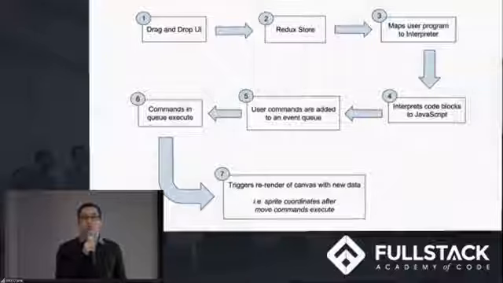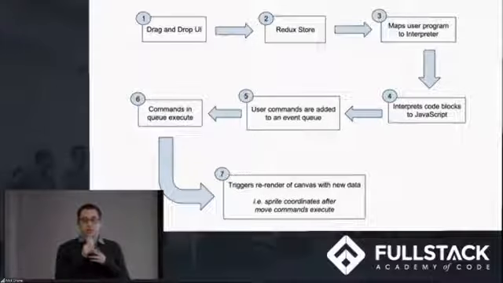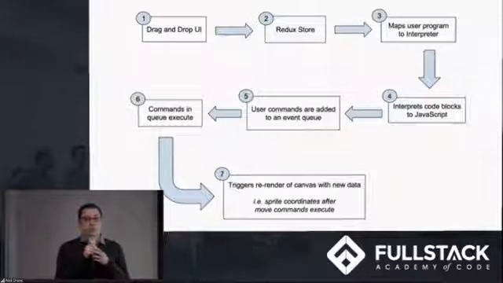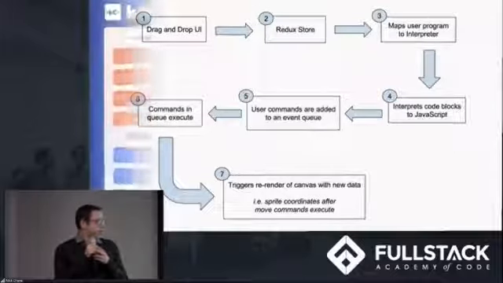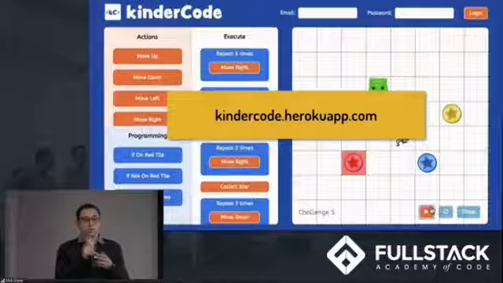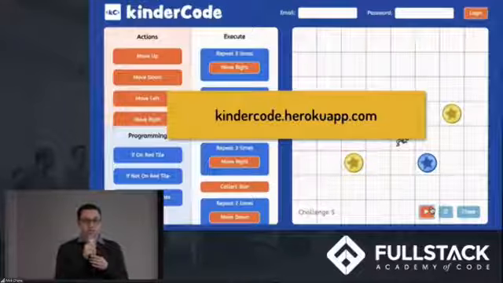In turn, each action triggers a re-render of our grid component with new information from the front-end state, causing the user's avatar to move over one space or collect a yellow, blue, or red star coin. Our group had a lot of fun making Kindercode, and we invite all of you to try it out at kindercode.herokuapp.com. Thank you. I hope you enjoyed our presentation.